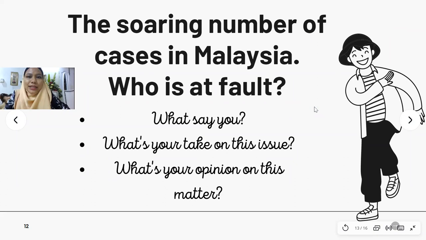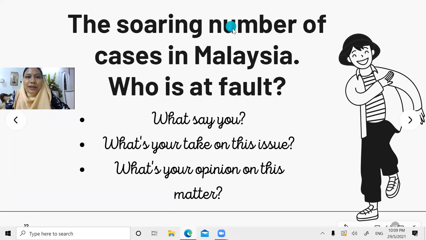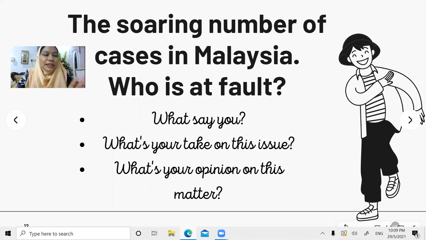The topic is the soaring number of cases in Malaysia, the soaring meaning the increasing number. What say you? You can say this, yeah. For example, Khairul, you may lead the discussion. You can say, so because of the rising or the soaring number of cases in Malaysia, who do you think is at fault? So you check up on your part, and then you can say, what say you to Zakia? Just note for all of you, you can interrupt each other in between, because we have the expressions, kan, untuk politely interrupt.